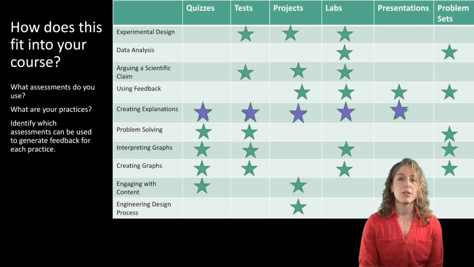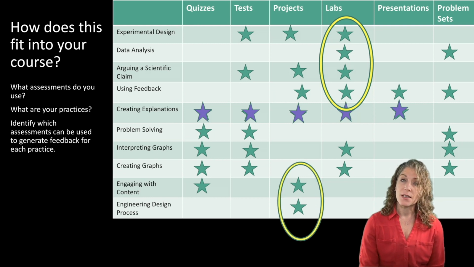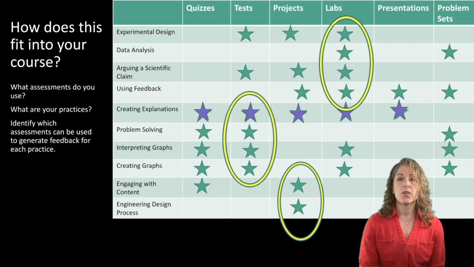It's not necessary to give feedback on absolutely every aspect of an assignment every time. If you choose, you can focus on one or two things and ignore everything else. This works great. So we decided to use labs to learn the skills on experimental design, arguing a claim, and using feedback. We use projects to work on the engineering design cycle and engaging with content. And we use tests to provide feedback on problem solving, creating and interpreting graphs, and creating explanations. This streamlines grading, creating an overarching structure to the course, and simplifies the workflow overall.